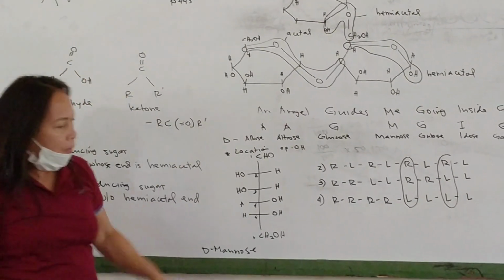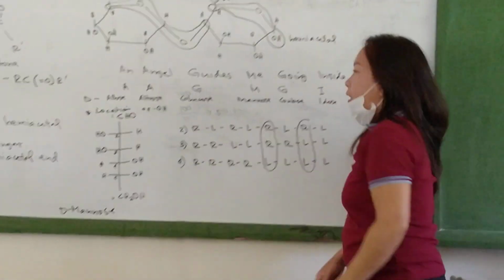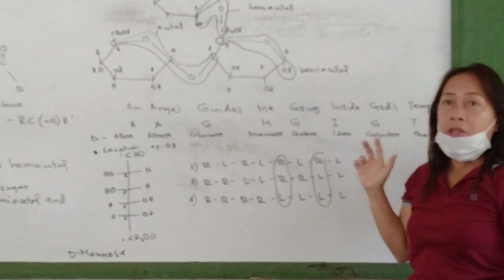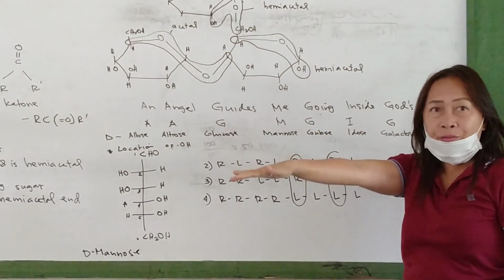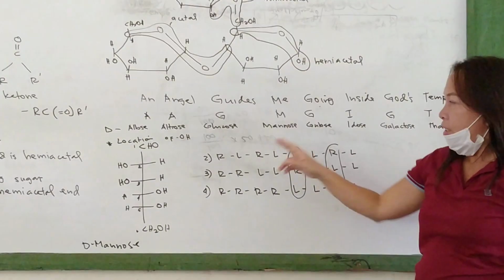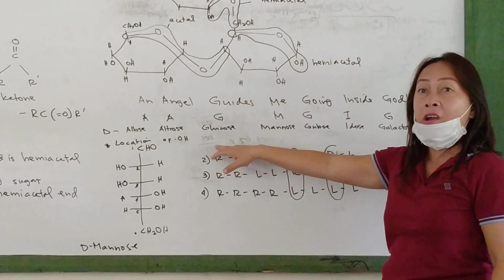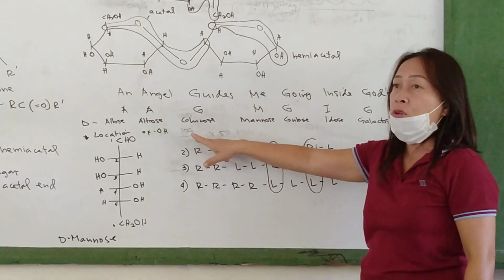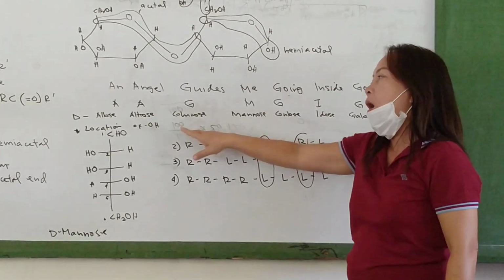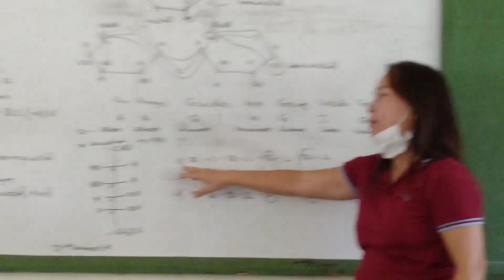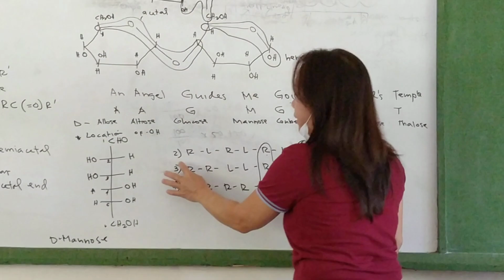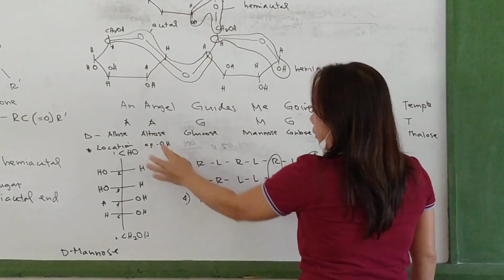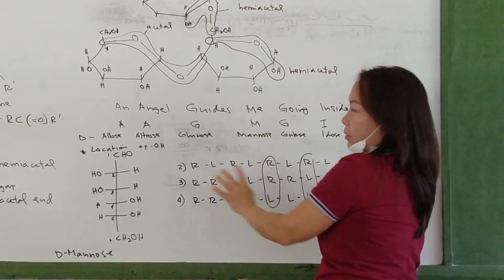Okay. Now, here, how to be guided in placing the H and the OH as to whether on the left or on the right. Now, there's no problem with the first carbon, as I have said. All start with CHO. Now, on the second carbon, we have here, alternate.